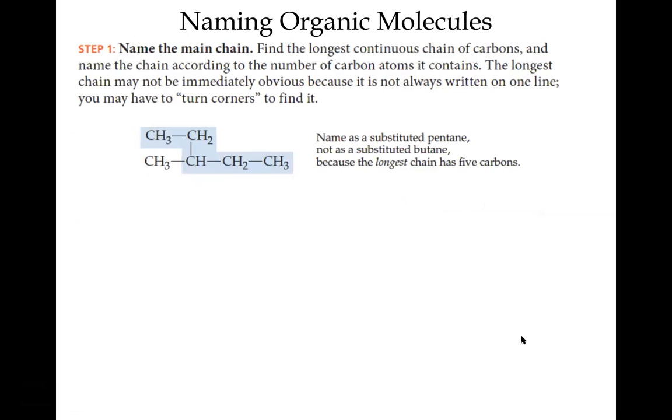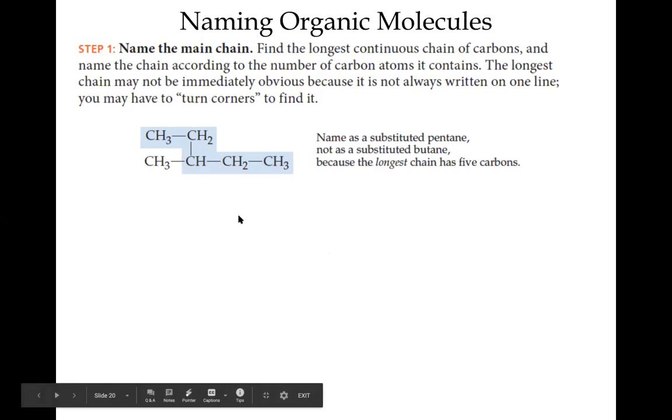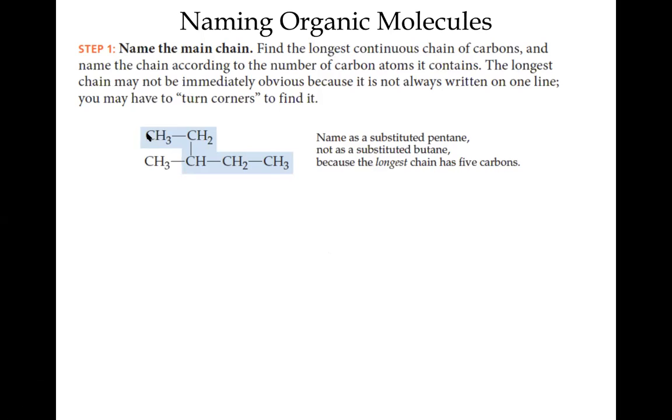So let's do it. Let's get into the naming, shall we? I mean, we've done a little bit, but that was rudimentary. Now we're going to talk about things where what if we have branches, right? This molecule here isn't just one straight chain. Okay. How do we know what to call it? How do we know what the parent is? Well, you've got to find the longest chain. And that's going to be what's highlighted.